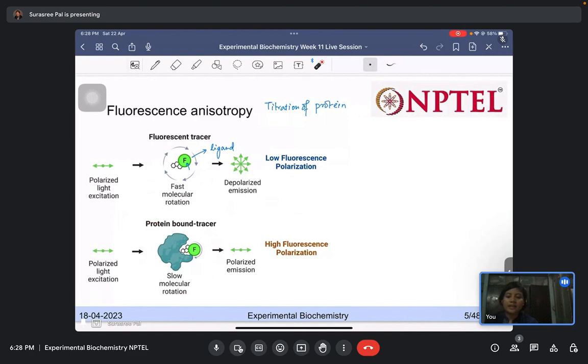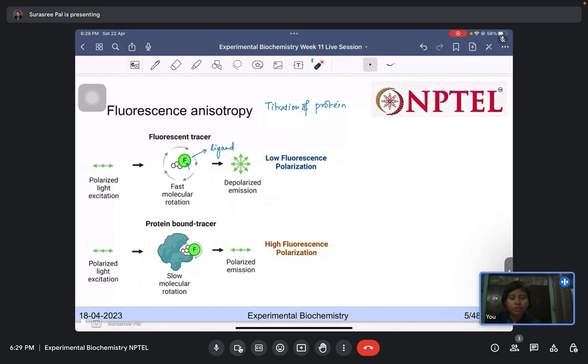Now, because the protein is a much bigger complex than the ligand molecule, once the protein binds the ligand, there will be very slow molecular rotation. So the rotational diffusion will be less, because of which the depolarized emission will be much less in case of a protein DNA or the protein ligand complex. So therefore, you can understand that when the protein binds to the ligand, the emission will still be polarized.